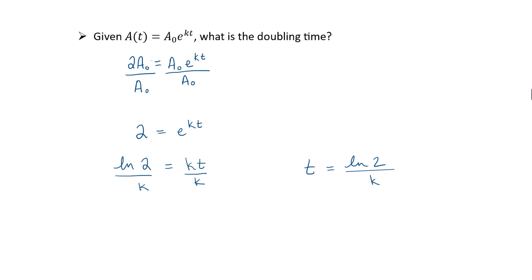I could also solve this formula for the constant of growth. If they've given you the doubling time, you would want to divide both sides by t instead. That way you would have k is equal to the natural log of 2 divided by t. So if they give you the doubling time here, you can figure out the constant of growth quite quickly this way.